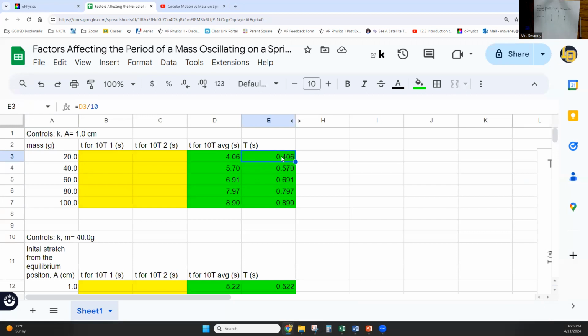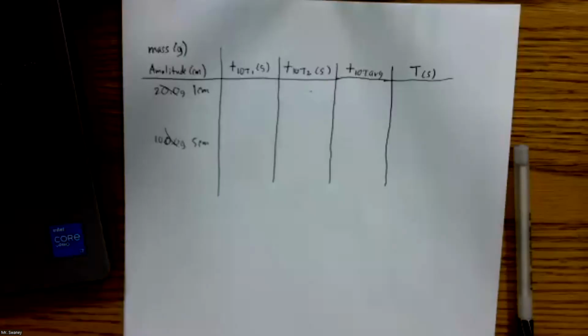Well, think about this. This number is nearly double that number, right? This is almost 0.8, and this is just above 0.4. And that would be taking the mass and quadrupling it, right? So we need the period to double when the mass quadruples. So let's think about what kind of relationship would give us the period doubling when the mass quadruples.